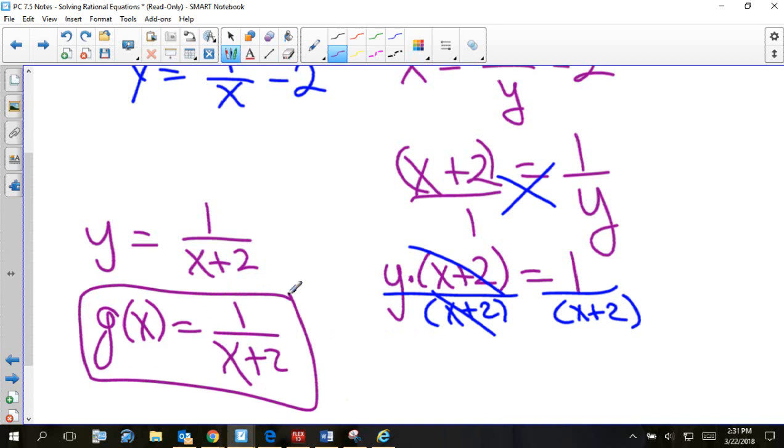You have to use the same rules you always use in math to solve these, but to get the y out of the denominator, we're going to be using cross multiplication.